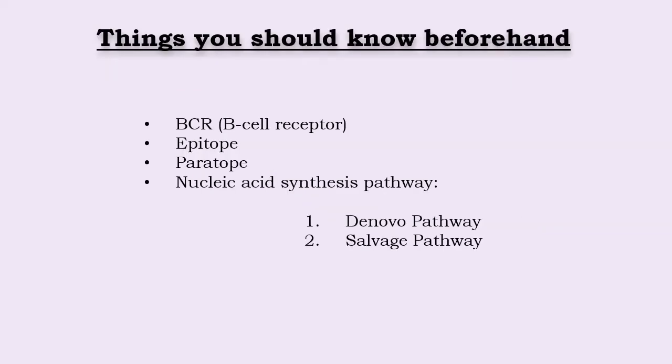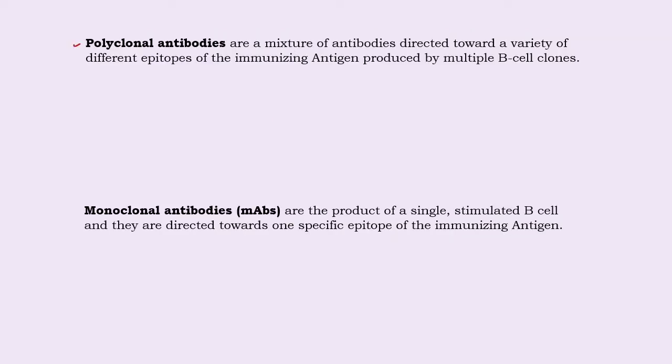Now, before moving ahead with this topic, you should have a basic idea of immunology. Also, you should have a basic idea of B cell receptor, epitope, paratope, and how these three things help in interaction of B cell with the epitope or with the antigenic determinants of the antigen, and how they initiate the immune reaction, how they help in production of antibody. Also, you should have a basic idea of nucleic acid synthesis pathway, which are two types, de novo and salvage pathway. Now, what is the difference between polyclonal antibody and monoclonal antibody?